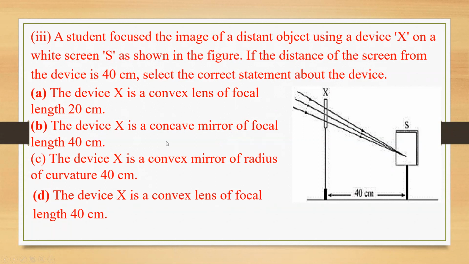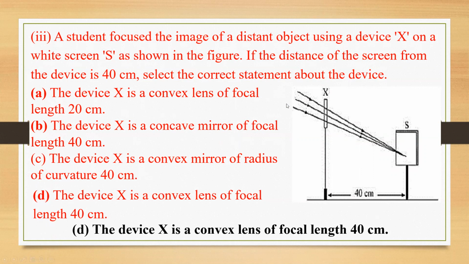Here you have to remember one thing: the convex lens is always converging, no? Then the distance between the screen and the convex lens gives the approximate value of the focal length. So the focal length also will be 40 only. So what is the correct option? D is the correct option. Okay, D is the correct answer.